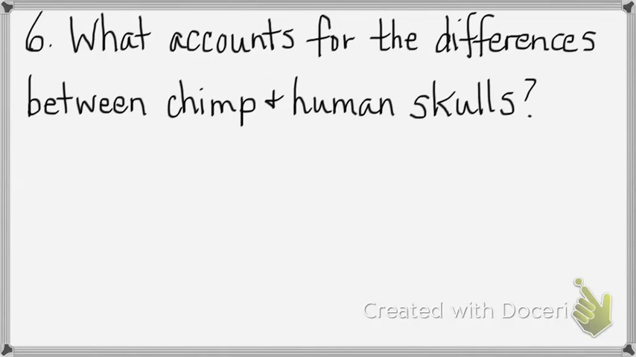Okay, the skulls, page 158, is really two things. Ours is really flat, but why? Brain size, for this part. How about this part? Diet. Diet, very good. So the top part is brain size, and then the chin part is diet.